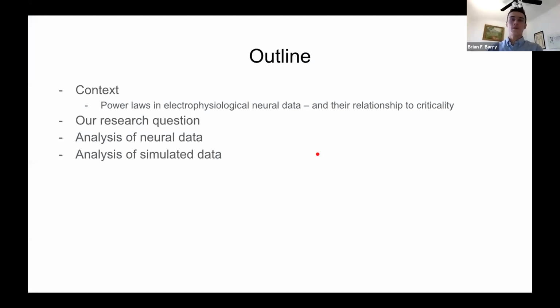So in this talk, I'm going to first introduce the context of power laws, and then I'll dive into our research question and how we analyzed both neural data and simulated data to investigate it.